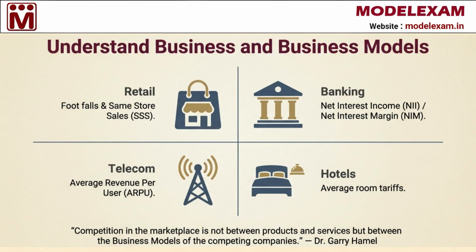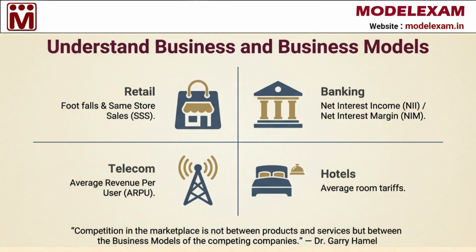To truly understand a business, you must also look at the specific metrics relevant to its sector. Different industries use different yardsticks. For the retail sector, we look at footfalls and same-store sales. For banking, the key metrics are net interest income and net interest margin. In the telecom sector, we track average revenue per user. And for hotels, it is about average room tariffs.